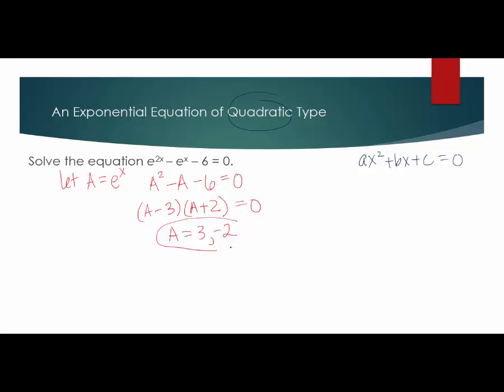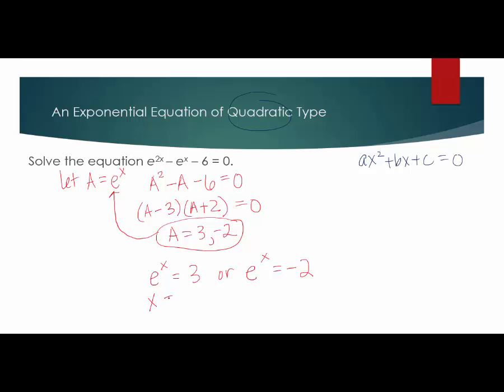Well, this seems kind of helpful. These are equivalent to a, but remember a was e to the x, so I'm really saying e to the x is 3 or e to the x is negative 2. These are two equations involving exponentials that I can solve pretty easily. So again, I replaced e to the x with an a, saw that it looked like something I could solve by factoring. Changed a back to e to the x, and I'm left with two equations to solve.